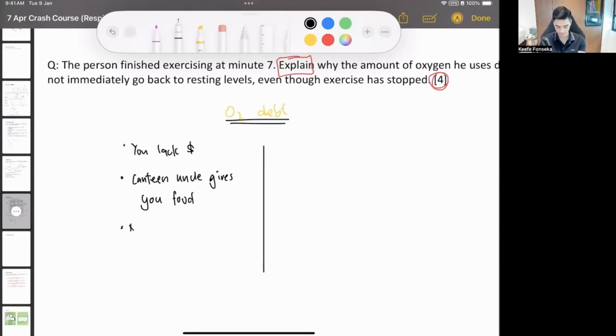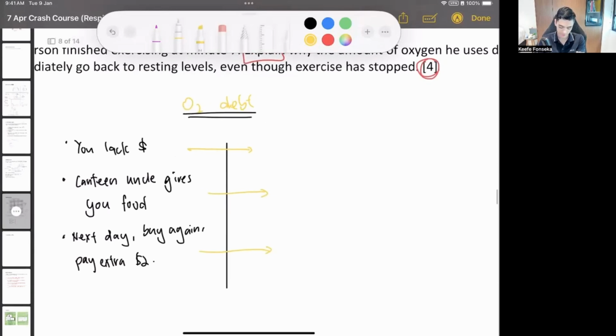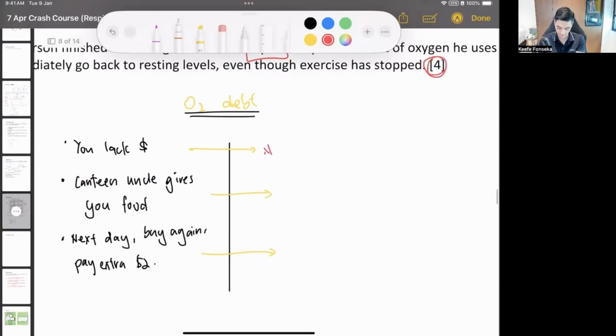Okay, then the next day, you always go to the same place. So the next day, you go and buy again from him. But this time you pay an extra $2 on top of your meal. Okay, to pay him back, right? Because yesterday you owed him $2. So if you understand this principle, then that is actually what our body does with oxygen. So how? When you lack money, it's like when your body has not enough oxygen to keep up with the energy demand.